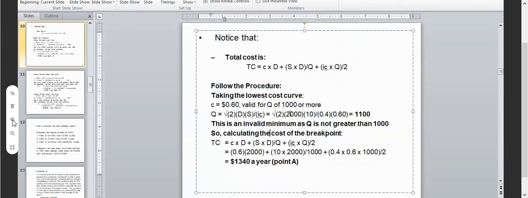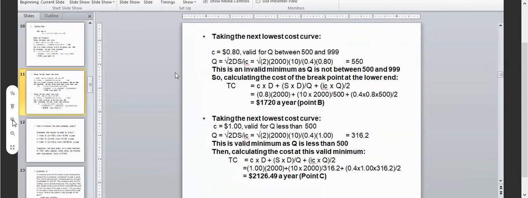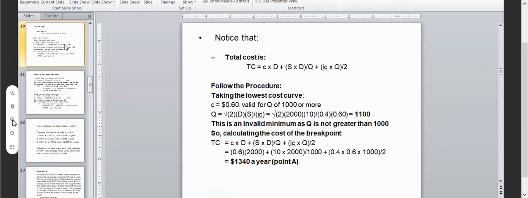So in this case, the next lowest cost curve at the price of 80 cents and at the price of 1 ringgit, we automatically exclude from our analysis. So all deduction to determine the order quantity will be based solely on this analysis.